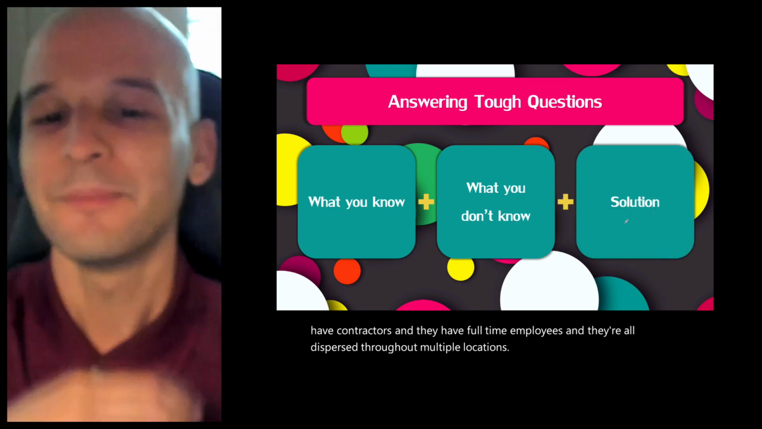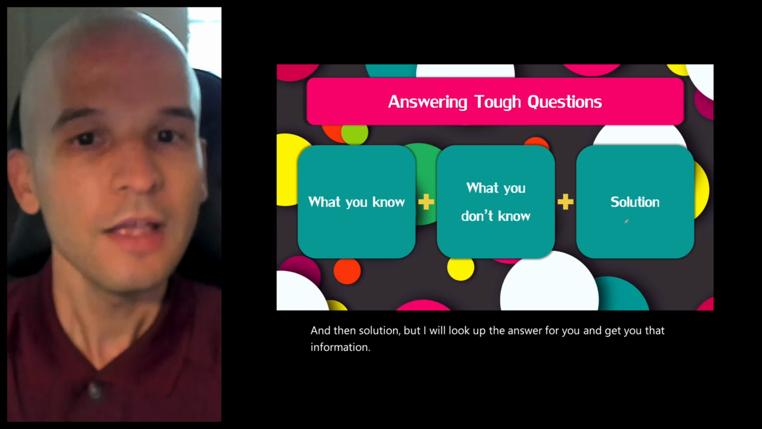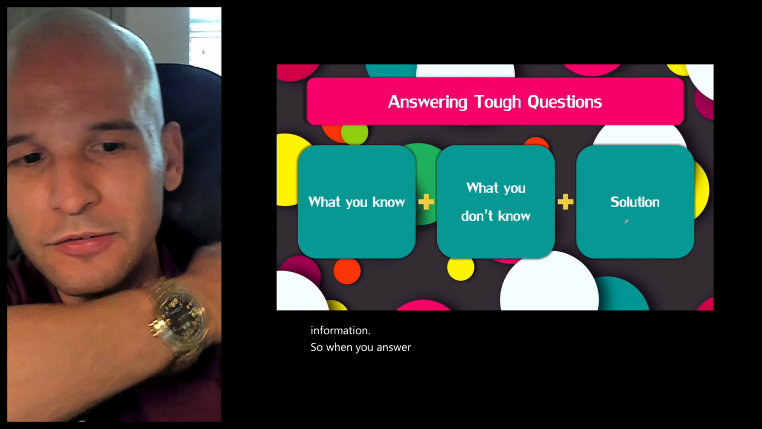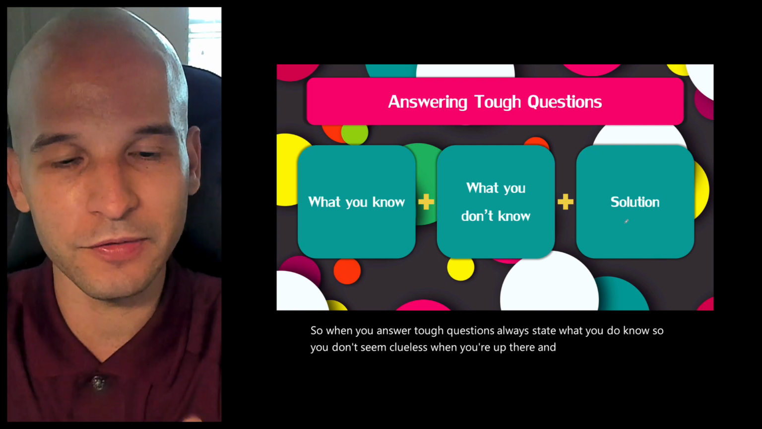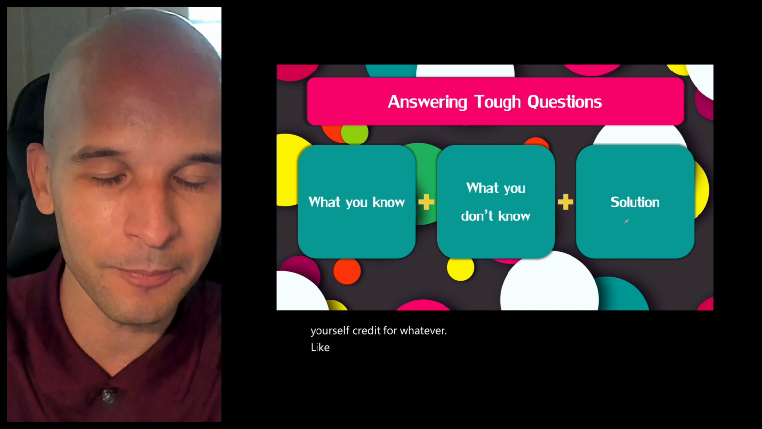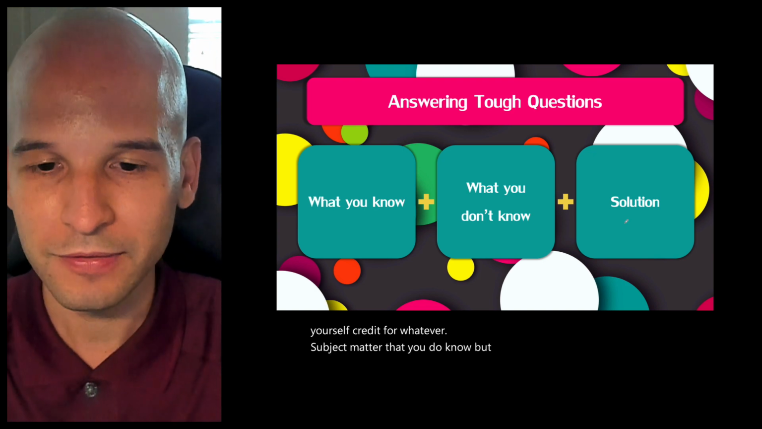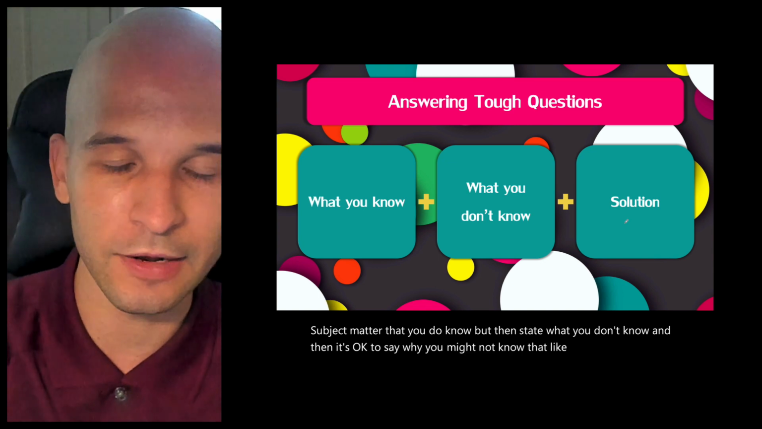And then solution, but I will look up the answer for you and get you that information. So when you answer tough questions, always state what you do know, so you don't seem clueless when you're up there, and that you can still give yourself credit for whatever subject matter that you do know. But then state what you don't know. And then it's okay to state why you might not know that, like the complexity of not knowing that answer.